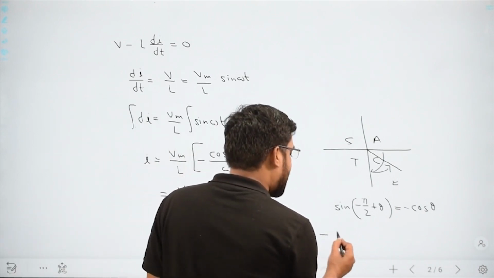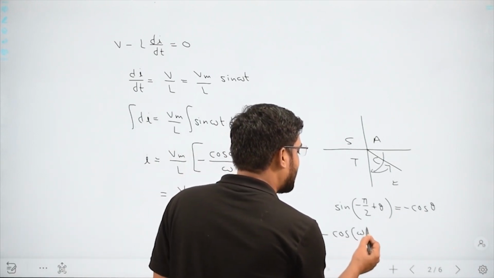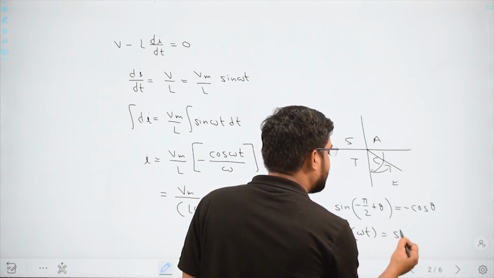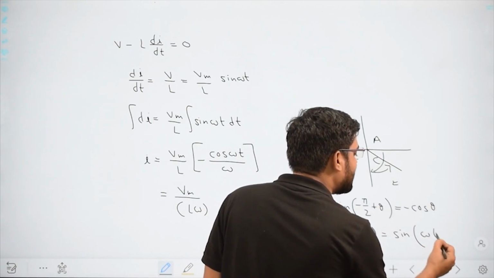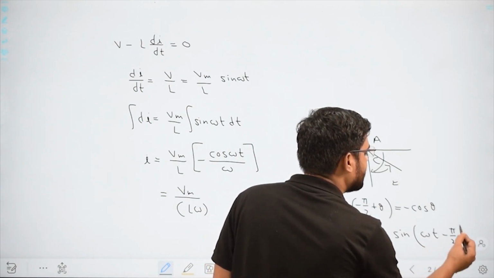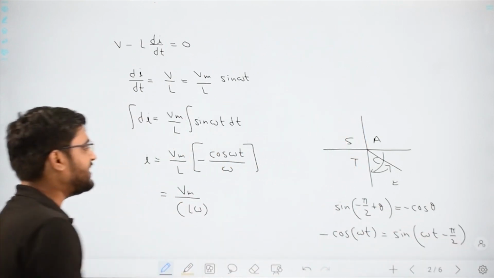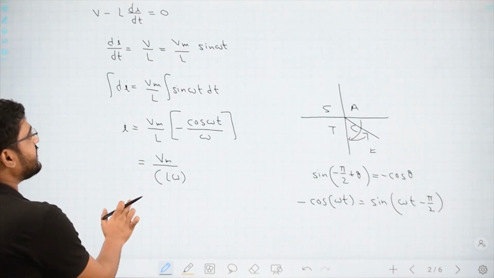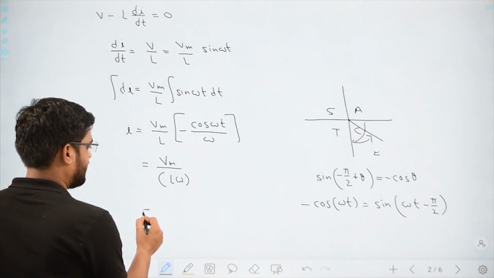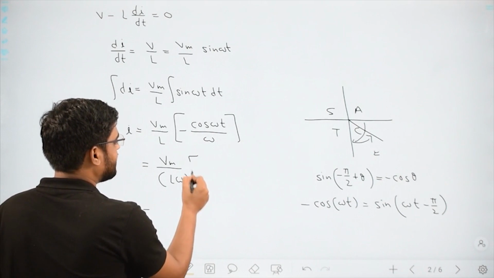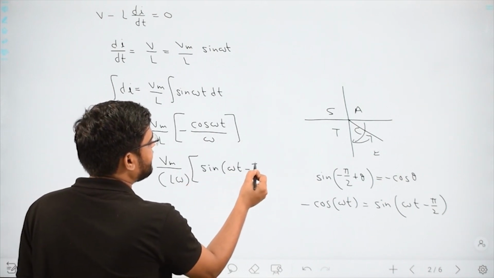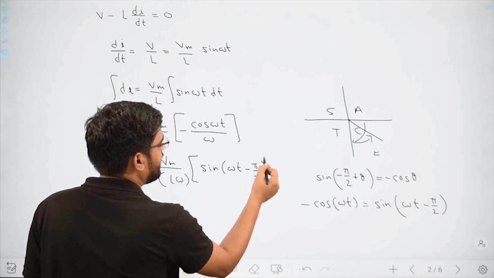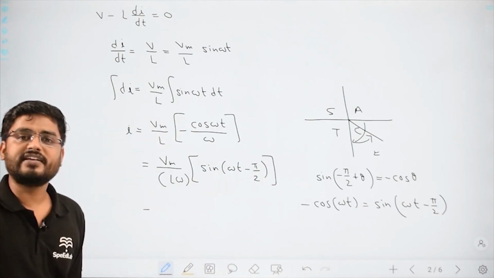So I'm writing minus cos theta, and that is nothing but sine of theta minus pi by 2. So I'm writing theta as my omega t minus pi by 2, and this is the value I am replacing here. So here what do I get? This thing is sine omega t minus pi by 2. That's an expression for the current.